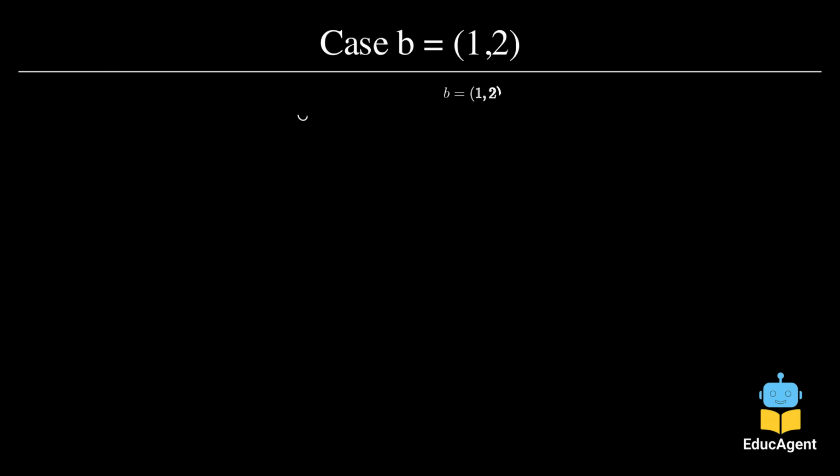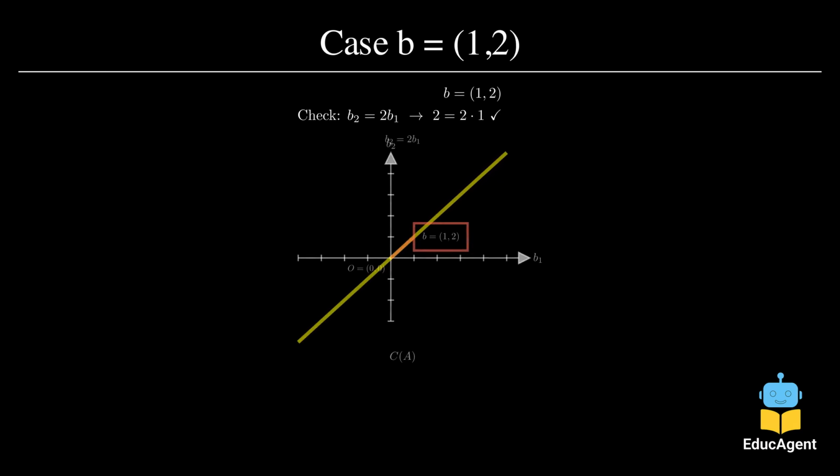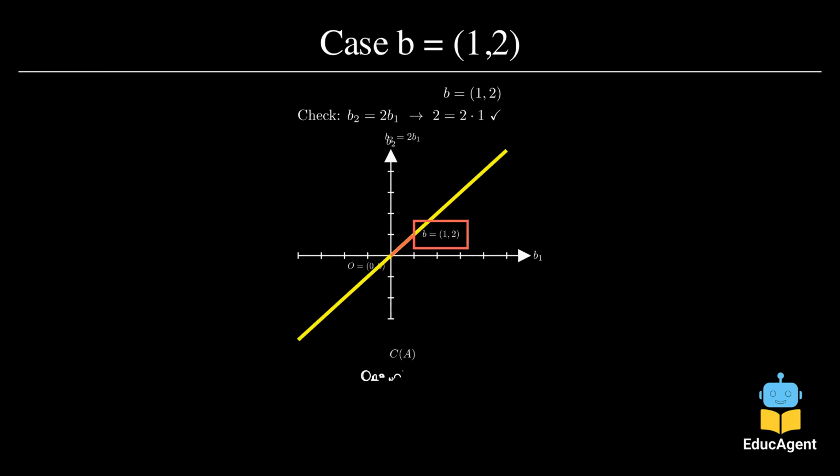For B equals (1, 2), the condition holds, so solutions exist. On the picture, (1, 2) sits right on the column space line, so it's reachable by combining the columns. Here's one concrete combination. Using only a1 with x equals 1/3 lands exactly on (1, 2). Because the columns are dependent, there are infinitely many other (x, y) pairs that also reach the same B.